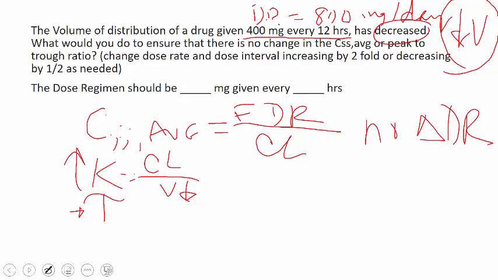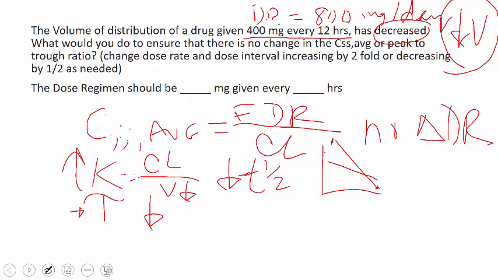So we're going to see an increase in K and a decrease in our half-life, aren't we? So the slope is going to get steeper. Our peak to trough ratio is going to get larger. So we're going to need to decrease our dose interval. We're going to have to give it in smaller birdie bites, right?